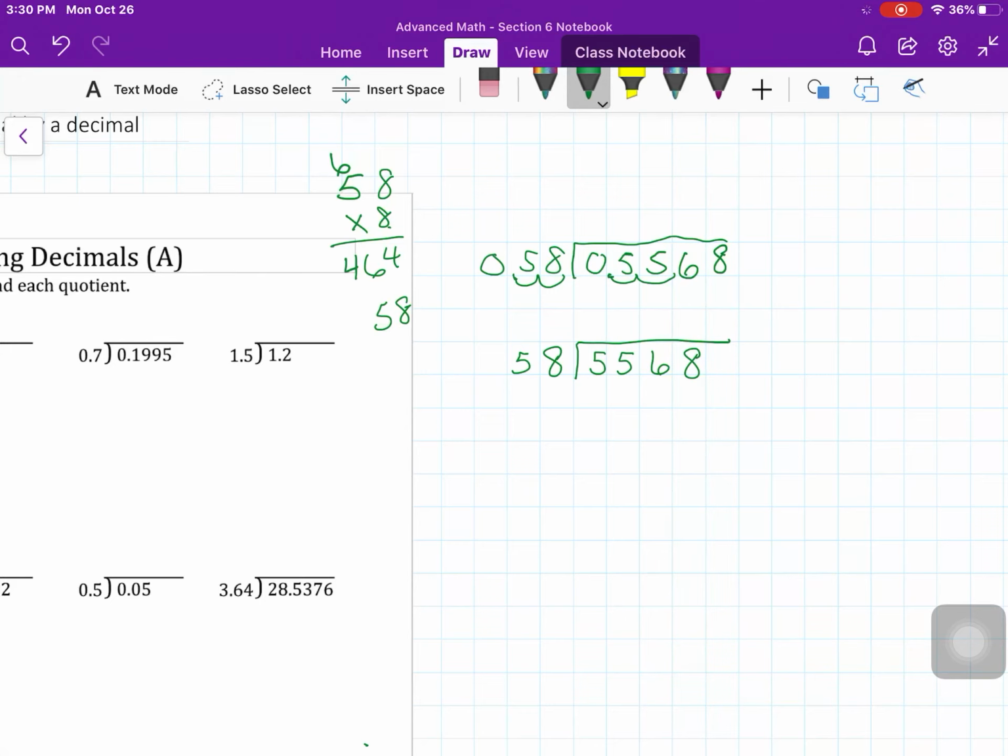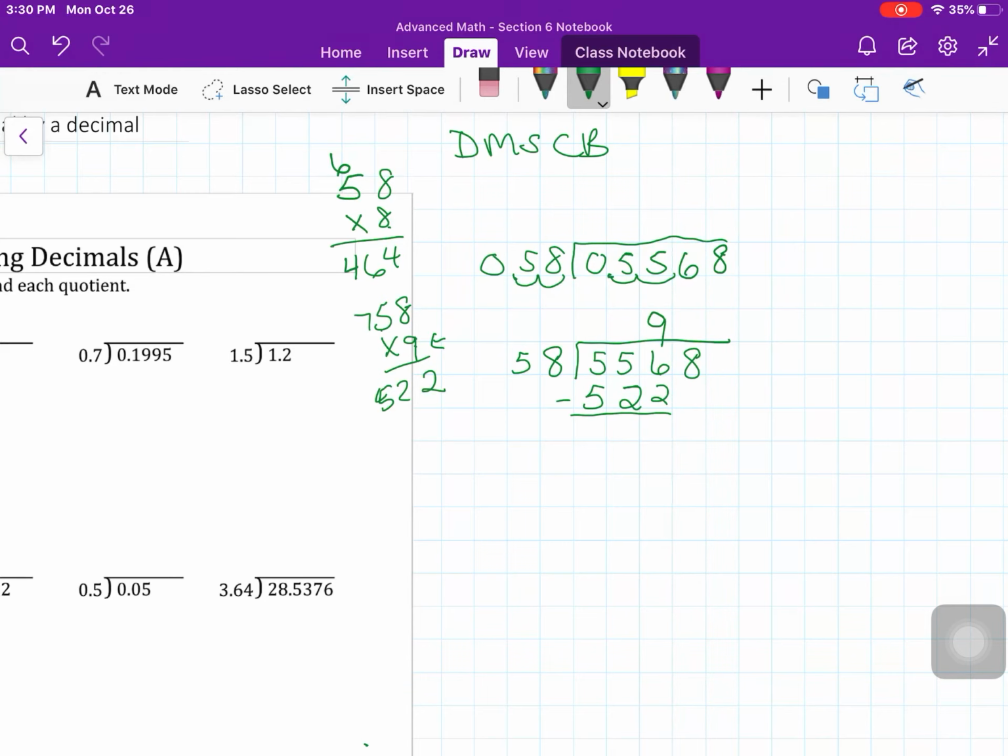A little small. Let's try 58 times 9. And we get 72. And 9 times 5 is 45. And 45 plus 7 would be 52. So 522. So 58 goes into 556 9 times, put our 9 above the 6, because that's how many it took to go into. And now we can't forget our multiply and subtract. We take 9 times 58, which is right here, and we get 522.